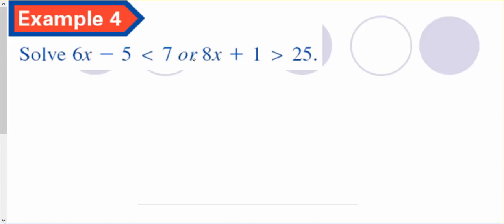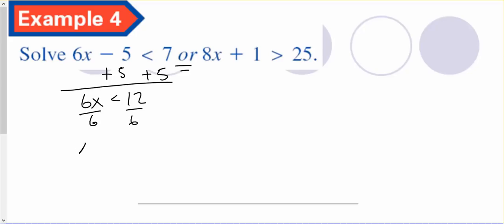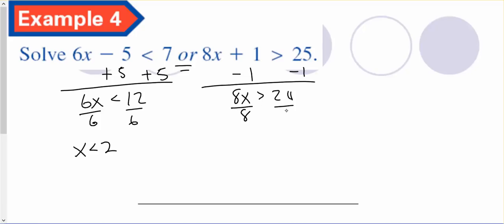So this looks like an OR statement already, because it gives it away, they say the word OR. So what are we going to do? We're going to add 5 and add 5. 6x is less than 12, divide by 6. X is less than 2. Subtract 1, subtract 1. 8x is greater than 24, divide by 8. X is greater than 3.